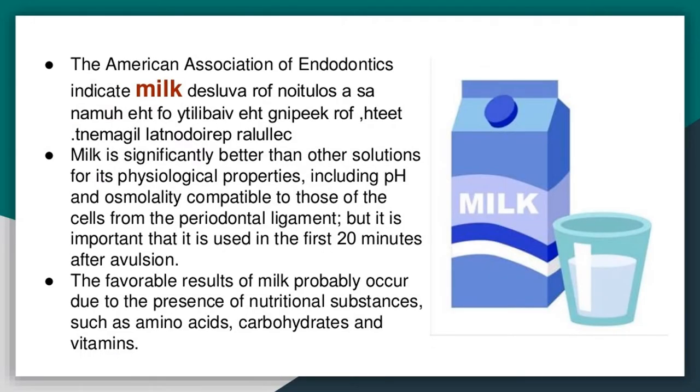9. The American Association of Endodontists indicates milk for the storage of avulsed teeth. Milk is significantly better than other solutions for its physiological properties, including pH and osmolality compatible with those of the cells of the periodontal ligament, but it is important that it is used in the first 20 minutes after avulsion. The favorable results of milk probably occur due to the presence of nutritional substances, such as amino acids, carbohydrates, and vitamins.